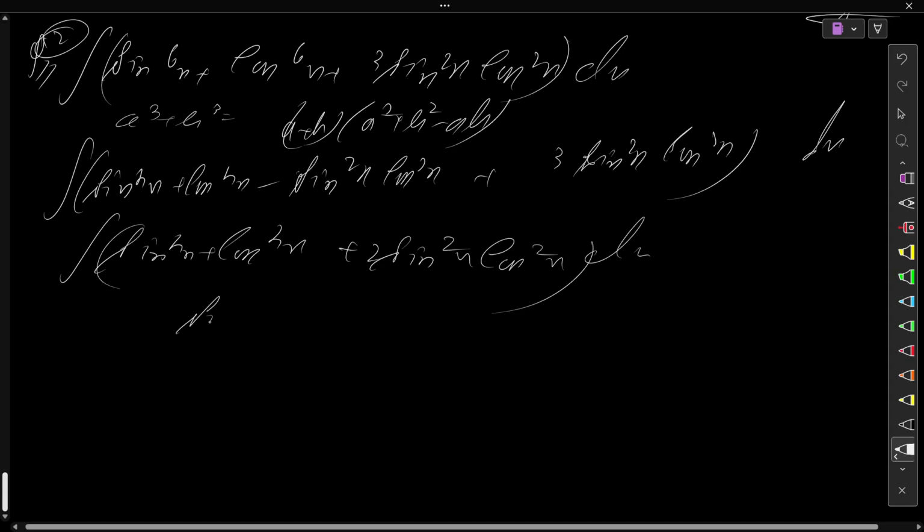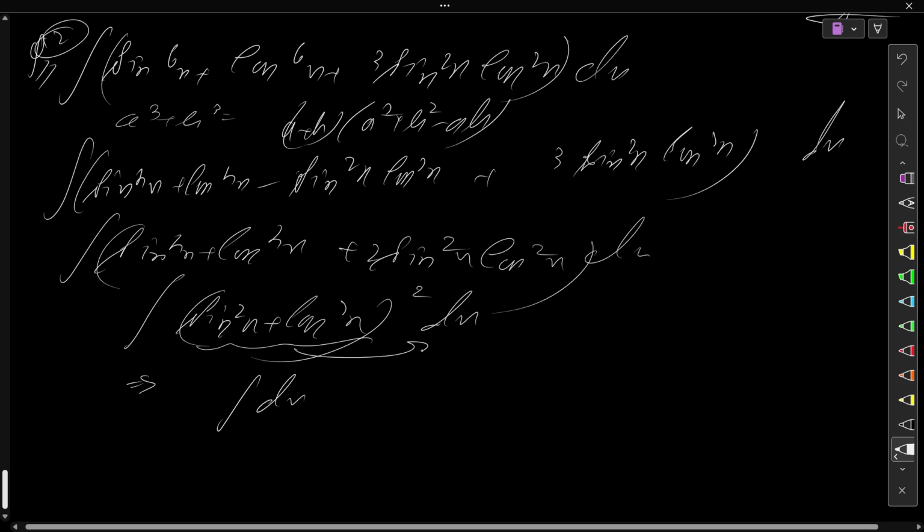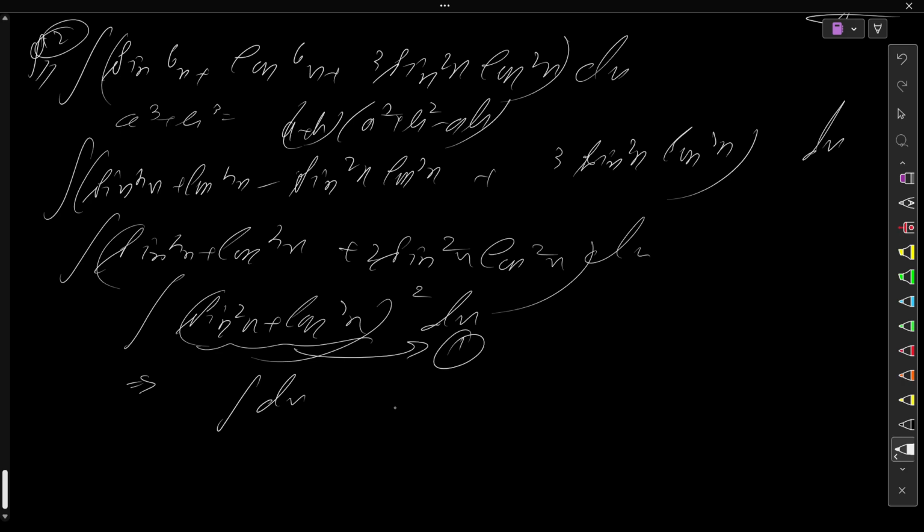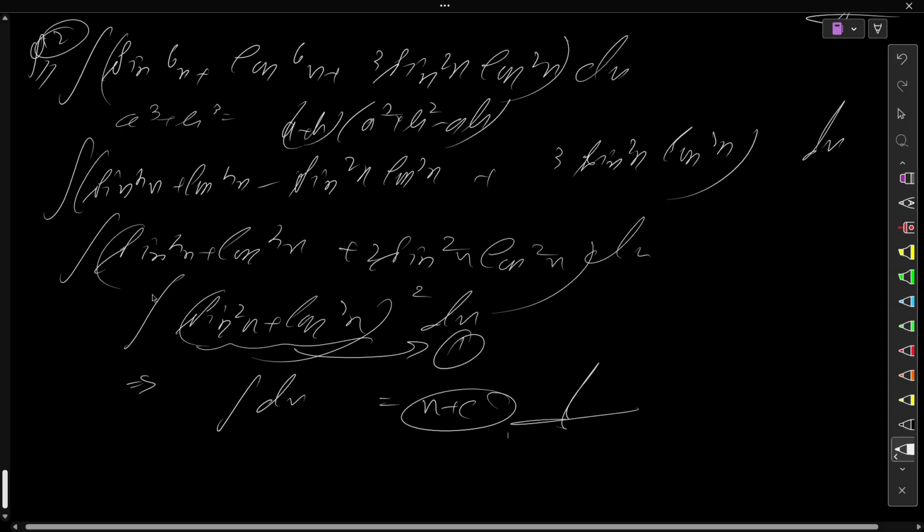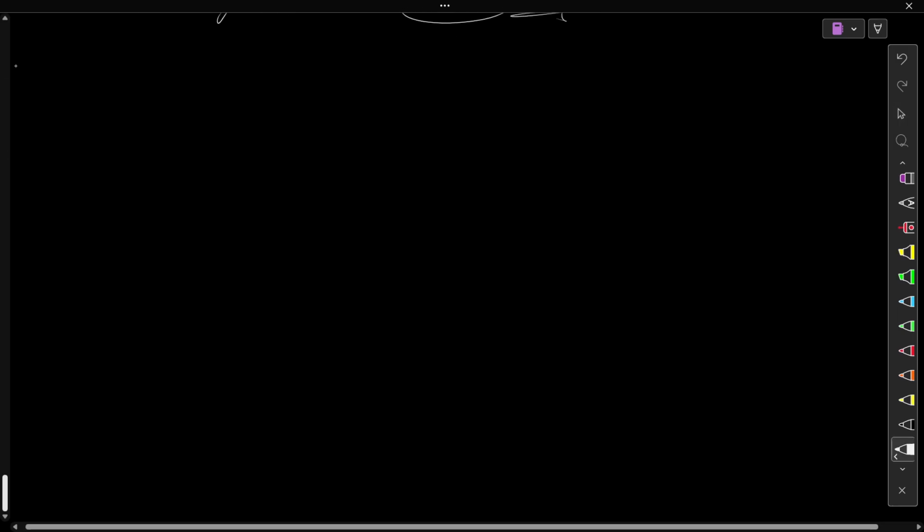So this could be written as (sine square x plus cos square x) whole square dx, and the answer is 1, since sine square x plus cosine square x is equivalent to 1. So this is the integral of dx, so the answer is x plus c. So here's the answer. Next question.